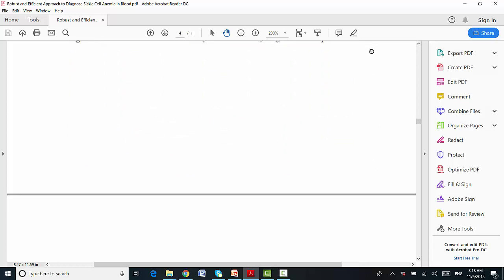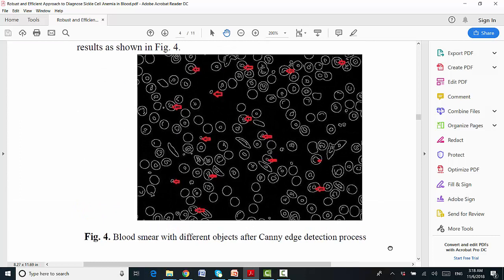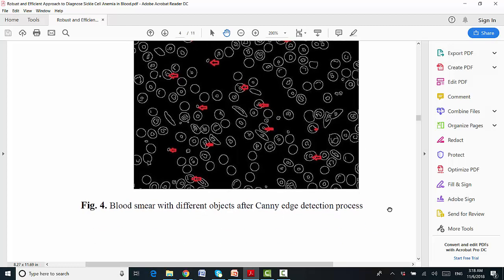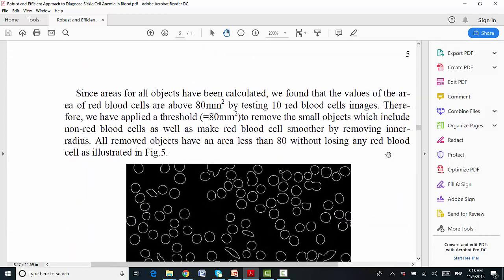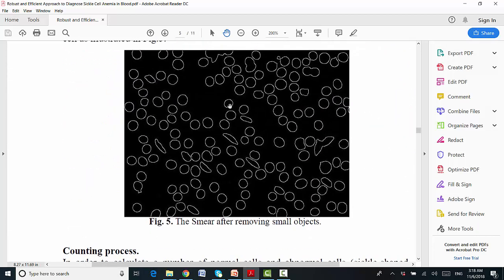So we get rid of these by getting rid of small areas. We apply a threshold to remove these small objects, to keep the image with just the blood cells. After we applied the threshold to get rid of small objects, we got a new image with this shape. In this way, there are no small objects, and we guarantee we have only red blood cells, normal and abnormal.